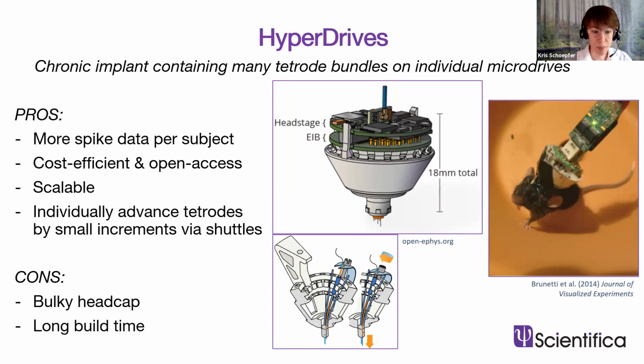Those mini shuttles I mentioned, so this is kind of what the hyperdrive looks like and what it looks like on a mouse here. But these shuttles, you can use a very small screwdriver to turn and individually drive a tetrode down into the brain by very small amounts. And so this allows you to track multiple neurons from one tetrode bundle over time.